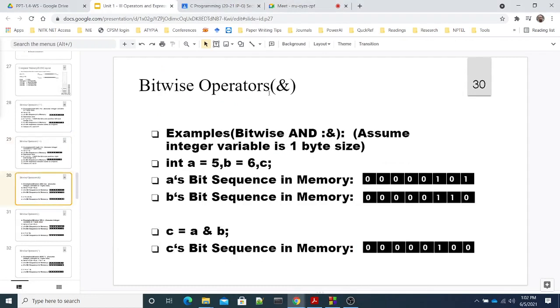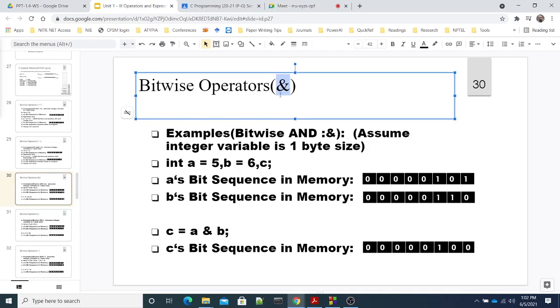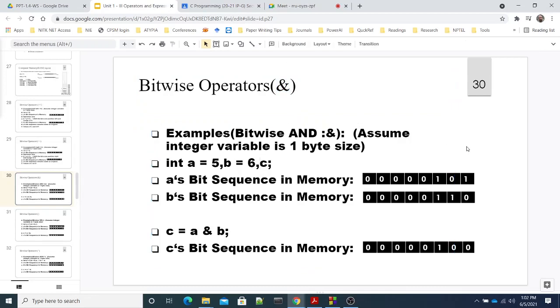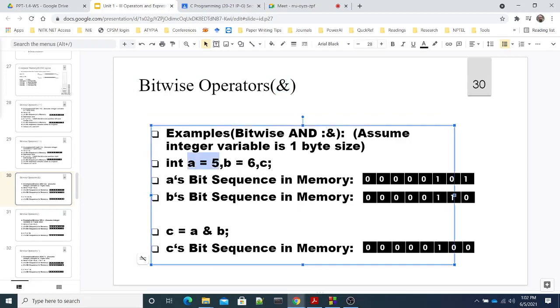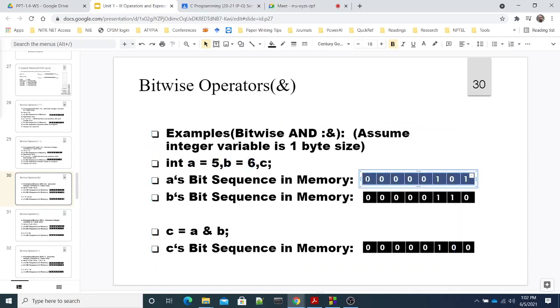Next I will take the next operator, bitwise AND operation. Logical AND we already studied. We saw the truth table also: 0 0 0, 0 1 0, 1 0 0, 1 1 1. Now it is applied on individual bits, and here we have two variables. One is storing 5, one is storing 6. The bit sequence of 5 is this, as I told. Binary sequence of 6 is 110. Left side zeros are not having any value, just like decimal numbers.